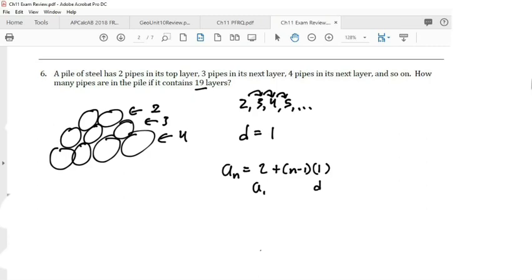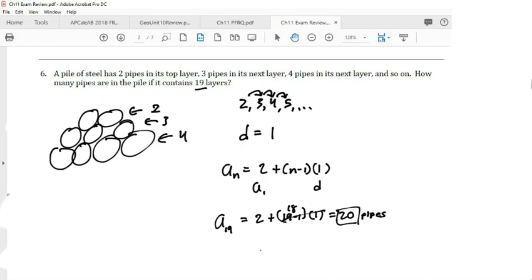So if I want to know how many pipes are in the 19th layer, that would be 19 right there, right? And so I just go 2 plus 19 minus 1, and I have to multiply it by 1. What's 19 minus 1? 18. Oh, it's 18. Okay. And I just multiply by 1. So what is 18 plus 2? 20. That's the answer. 20 pipes.